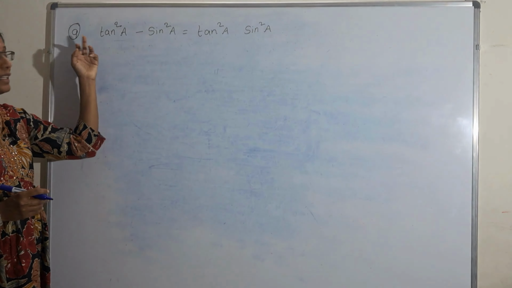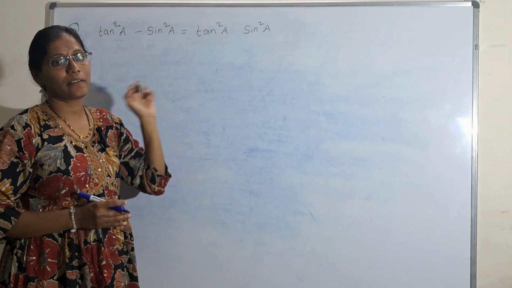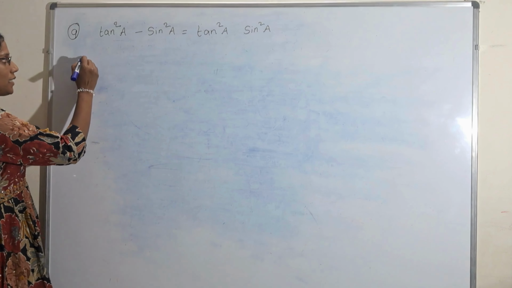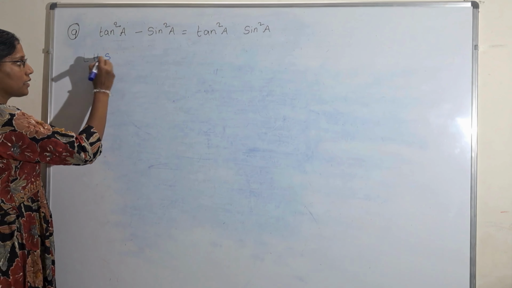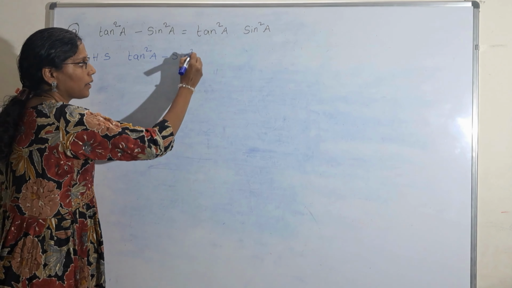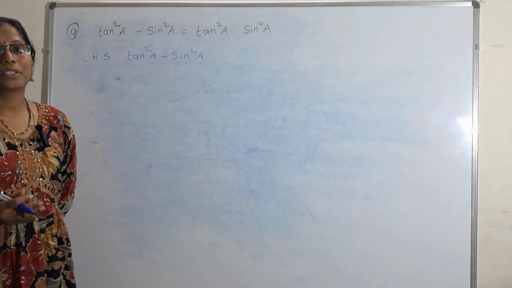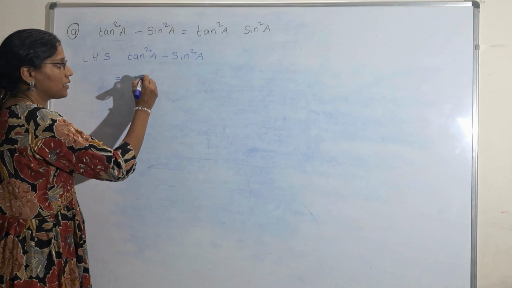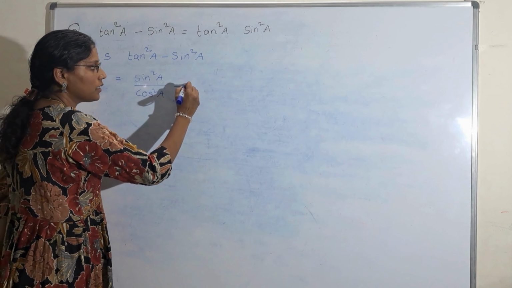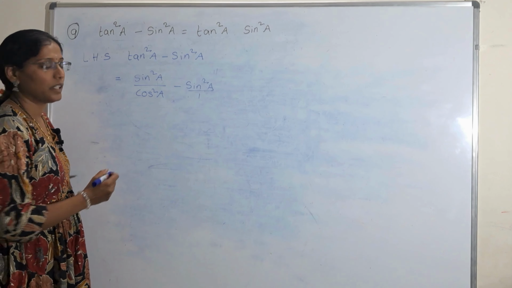Next problem is the 9th one. Tan square A minus sin square A equal to tan square A into sin square A. So, both LHS and RHS are tan and sin only. So, we have to consider LHS is equal to tan square A minus sin square A. Tan square A, we have to write in terms of sin and cos. Sin square A by cos square A minus sin square A. Here no number means in the denominator we have to fill 1.